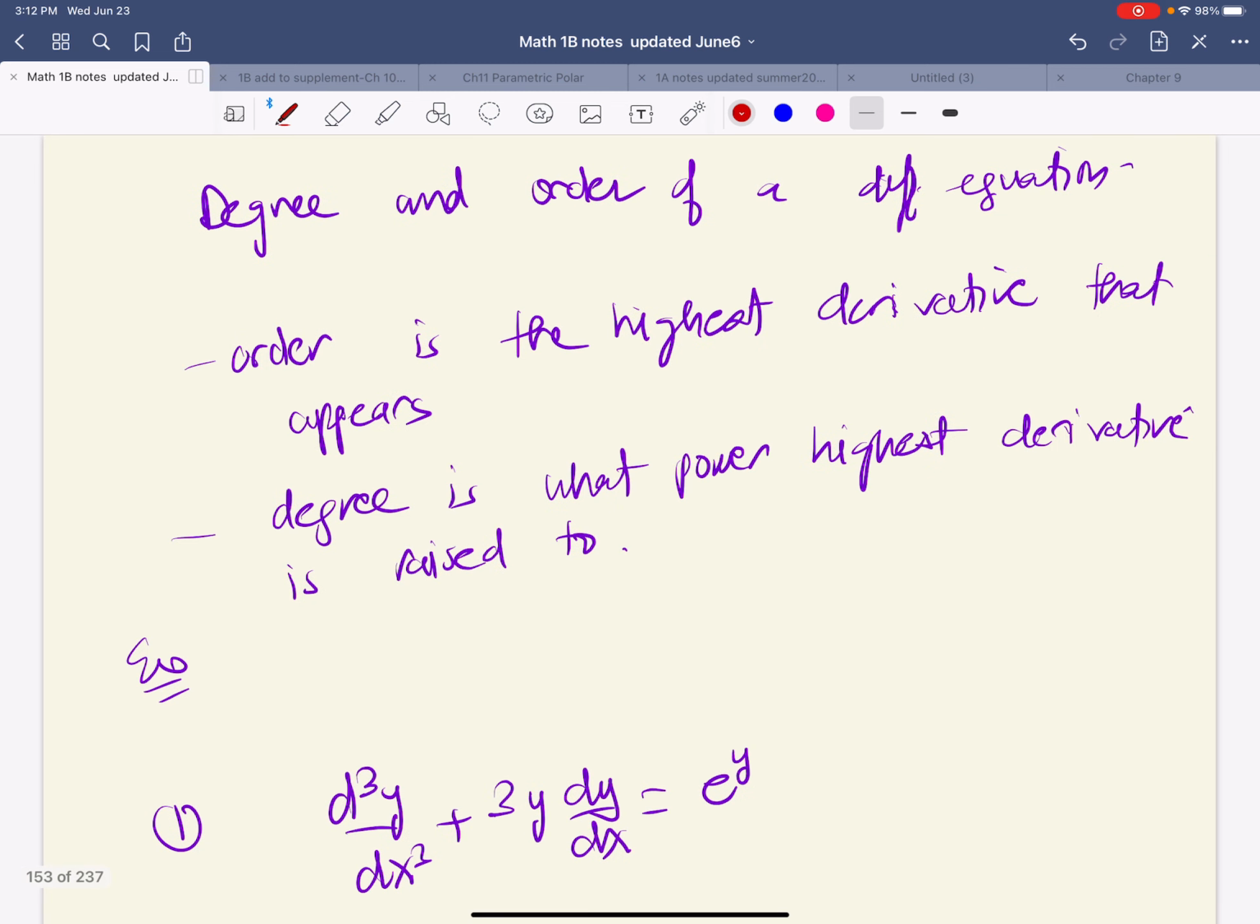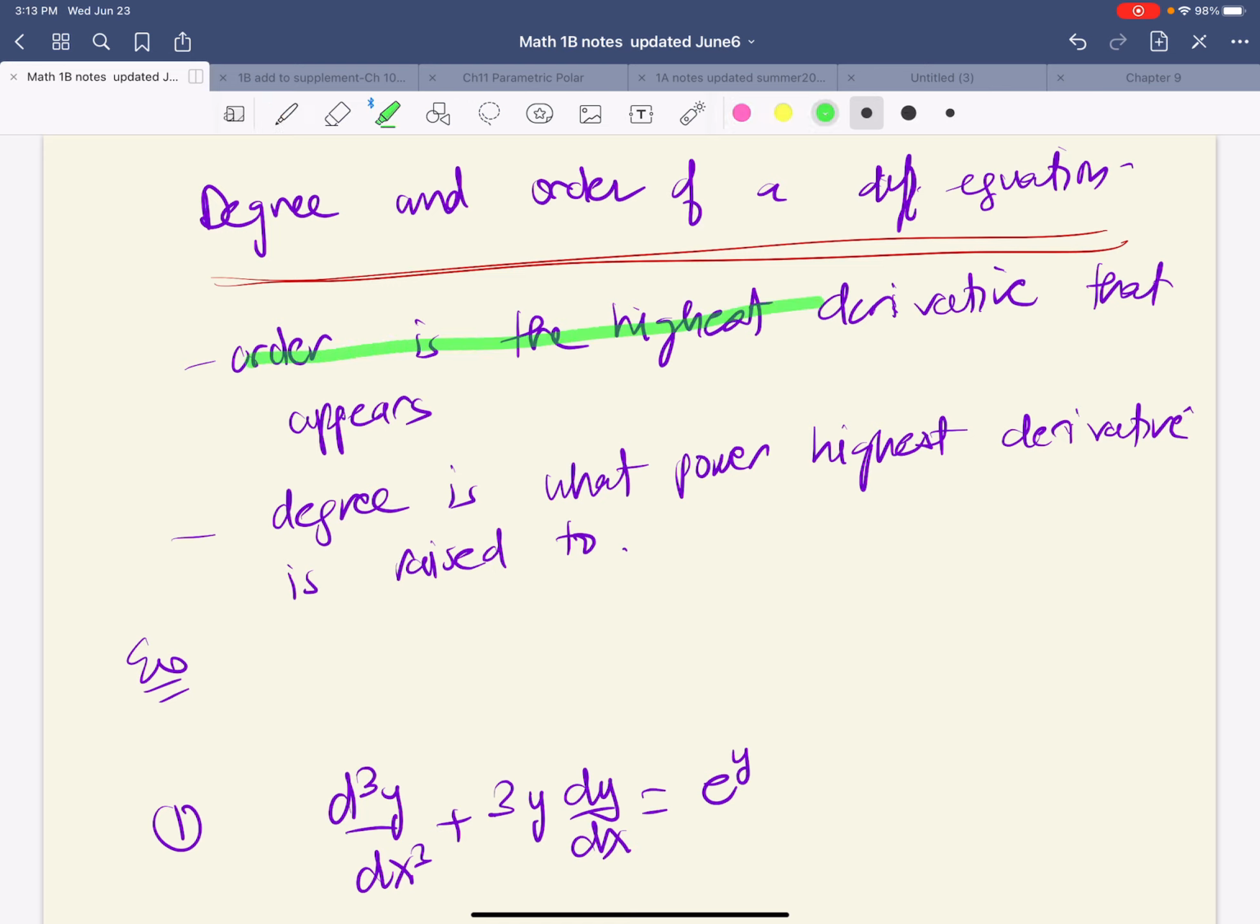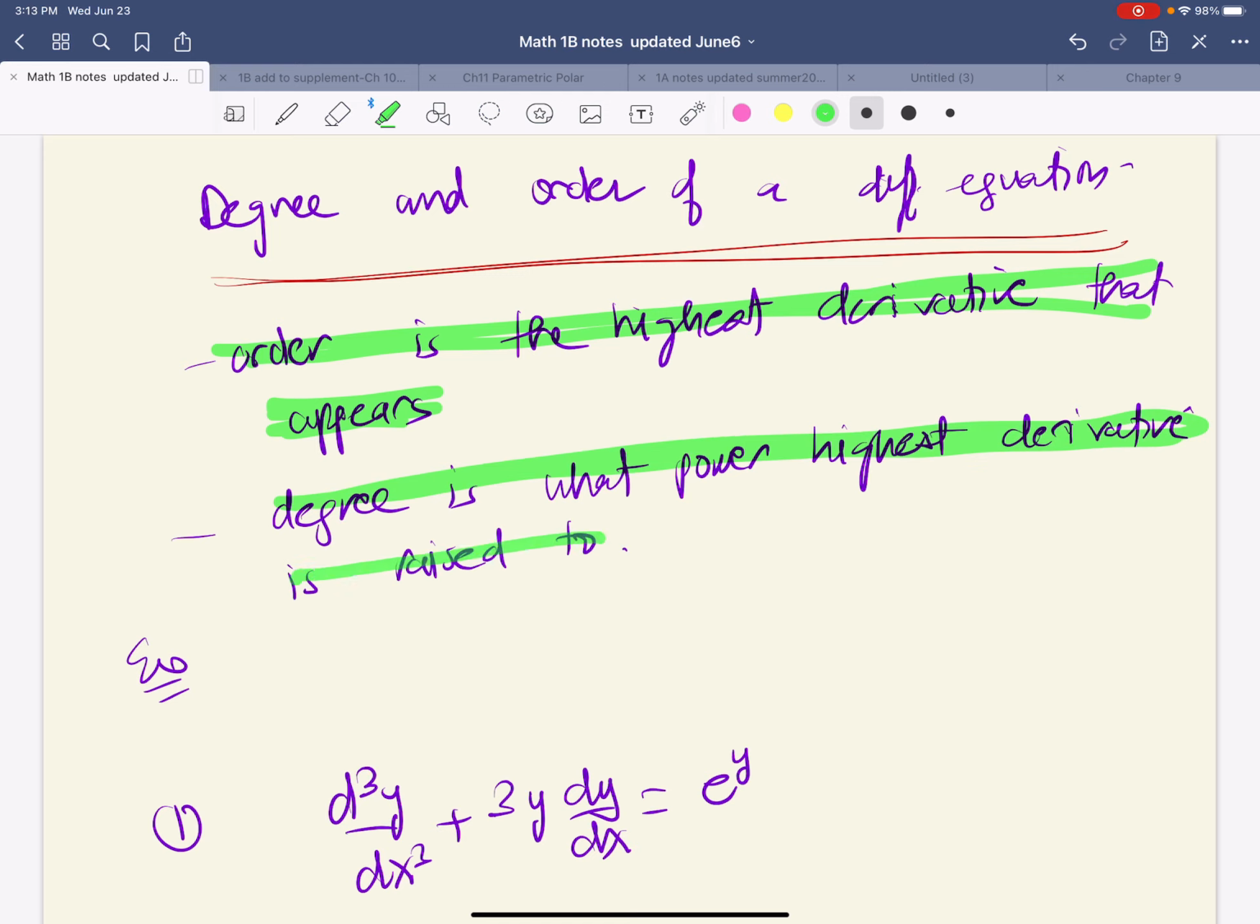Let's talk about the degree and order of a differential equation. What's the difference between degree and order? Keep in mind the order is the highest derivative that appears in your equation. So if your equation has a second derivative, third derivative, fourth derivative, that would be the order. And degree is what power the highest derivative is raised to. That is the degree of the differential equation.